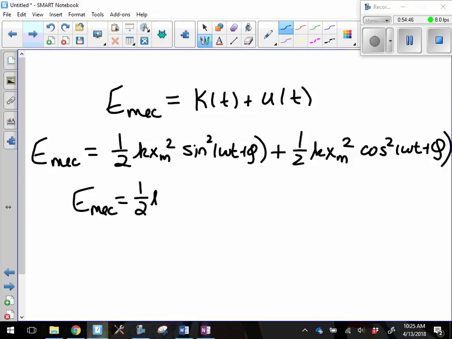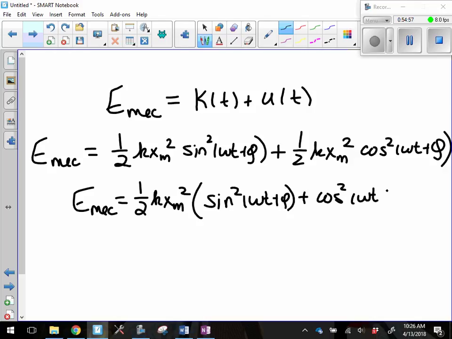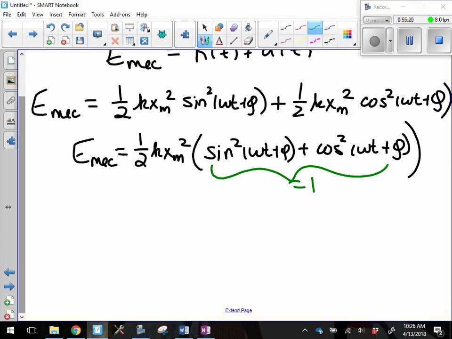Yeah, I can factor out k xm squared, and then I have sine squared omega t plus phi plus cosine squared omega t plus phi. Yes, it is. Why, thank you. So this is equal to 1. Doesn't matter as long as the arguments are the same.